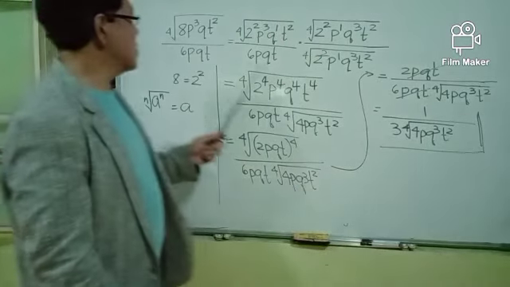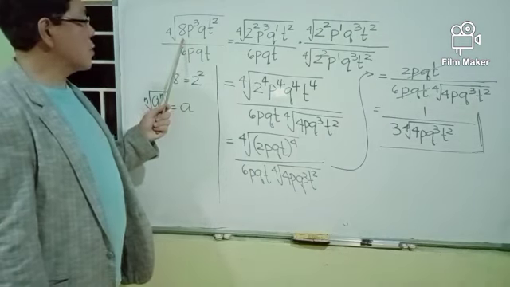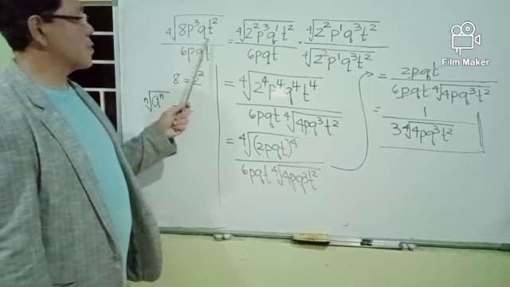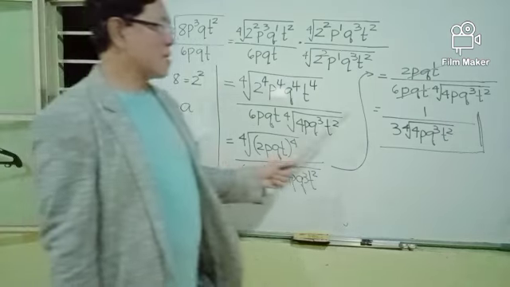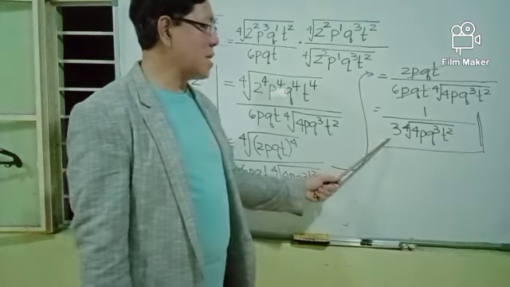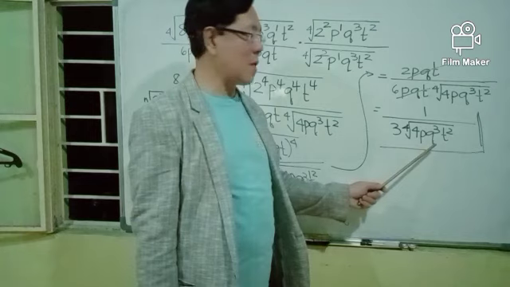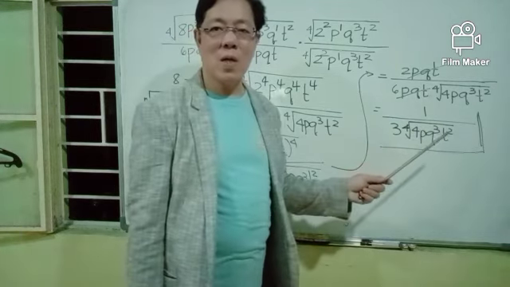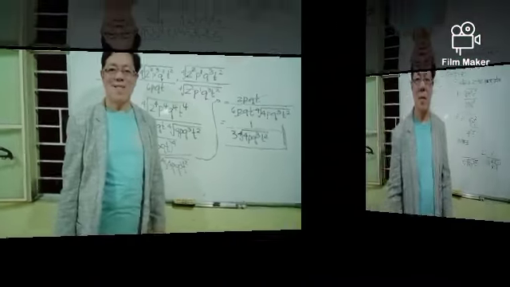Hence, we have removed the radical expression from the numerator. The fourth root of 8pq times q times t squared over 6pqt is the same as 1 over 3 times the fourth root of 4p times q raised to 3 times t squared, except that we do not have anymore the radical expression in the numerator.